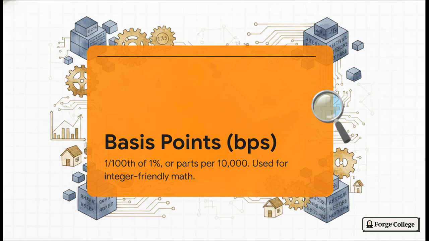Now, to make this math work efficiently on-chain, we rely on basis points, or BPS. A basis point is simply 1/100th of 1%. You're basically calculating parts per 10,000.